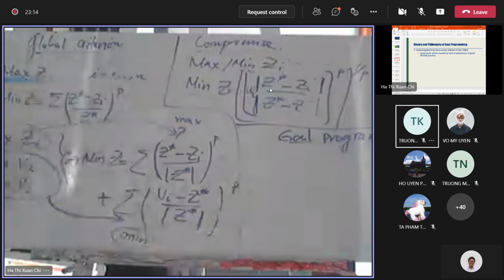Okay, goal programming, they have the same idea, that is goal programming, they also solve the problem multiple objective. Okay, but they also have maximize or minimize something. So they also transform them, become minimize.